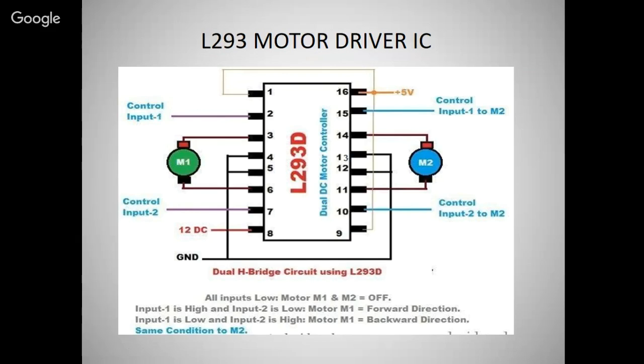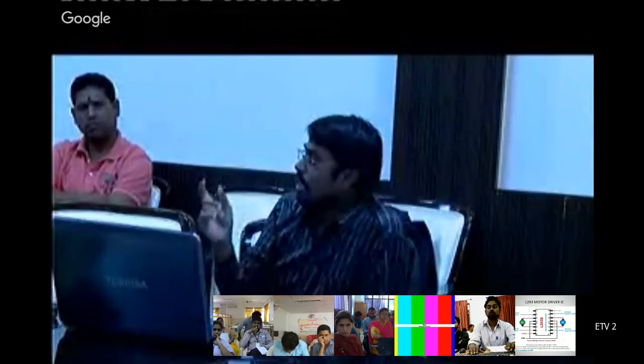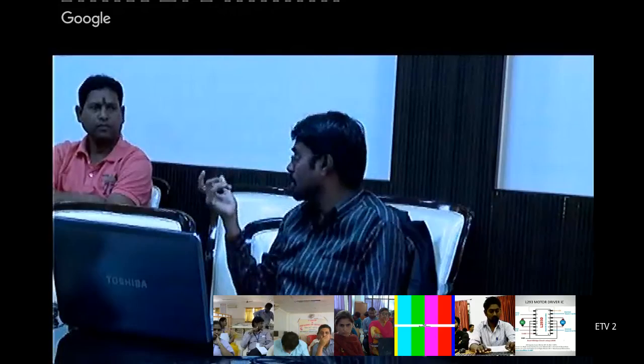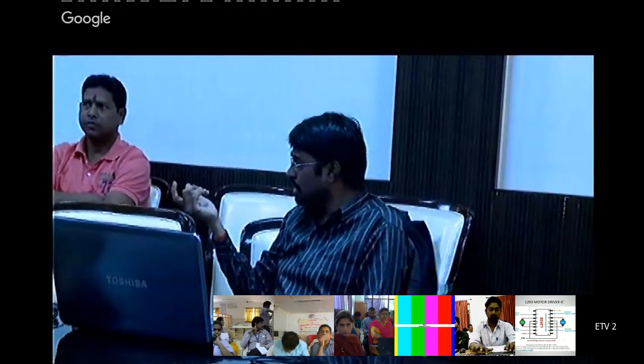Then the other is the controlling part. You can use the driver, you can use the MOSFETs, you can use the optocouplers. This is the optocoupler. If you want to control high power motors, high power devices, the white color one is the optocoupler.